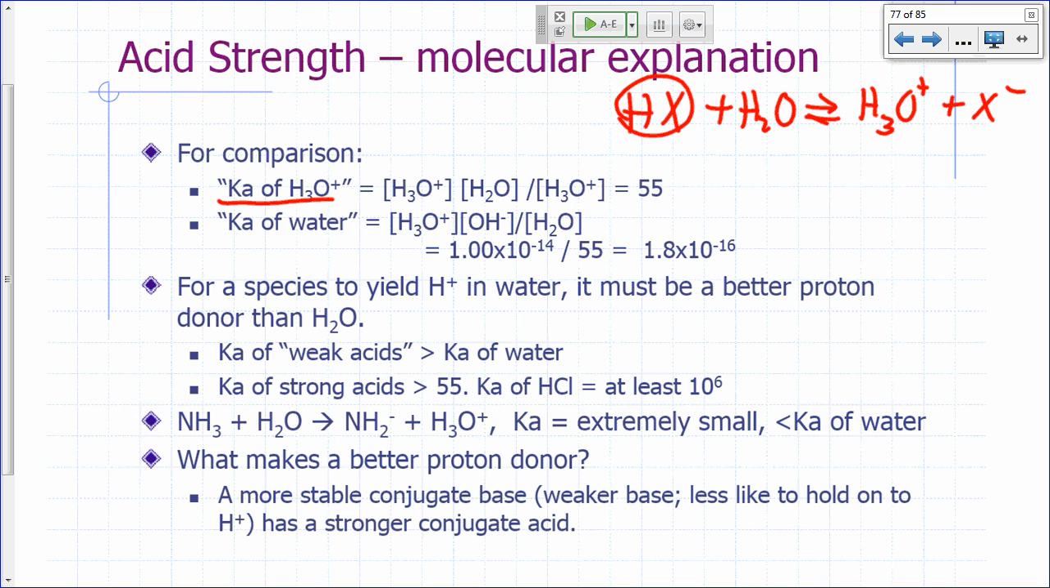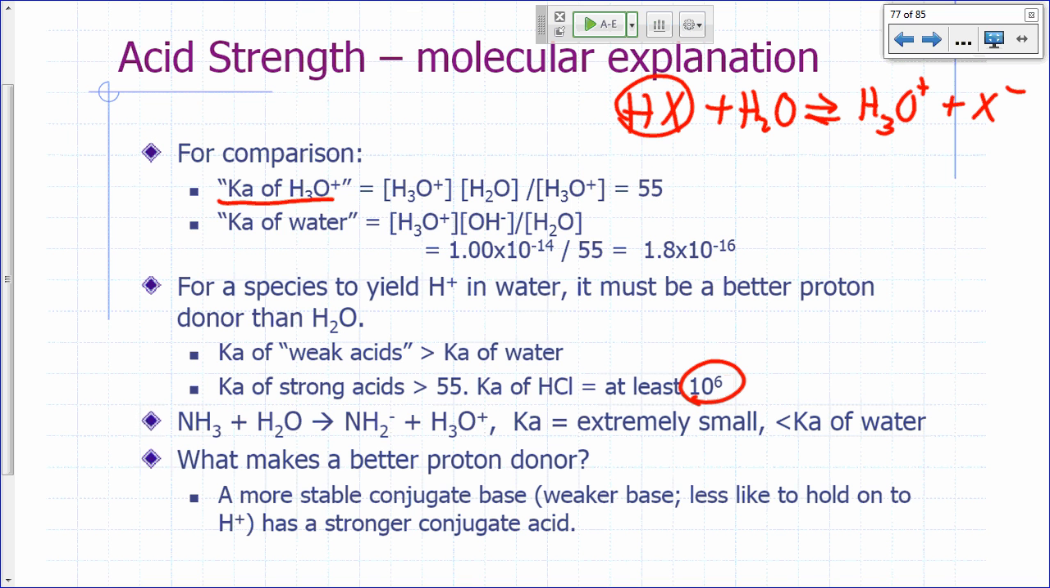So the extent to which this reaction occurs, the equilibrium constant for that, is called Ka. So we use that as a basis for determining acid strength. The larger the Ka, the farther this goes forward, right? And we said that for strong acids, that number is really large. In fact, for HCl, that's at least 10 to the 6th. So just for comparison, so we can make a basis for comparison.